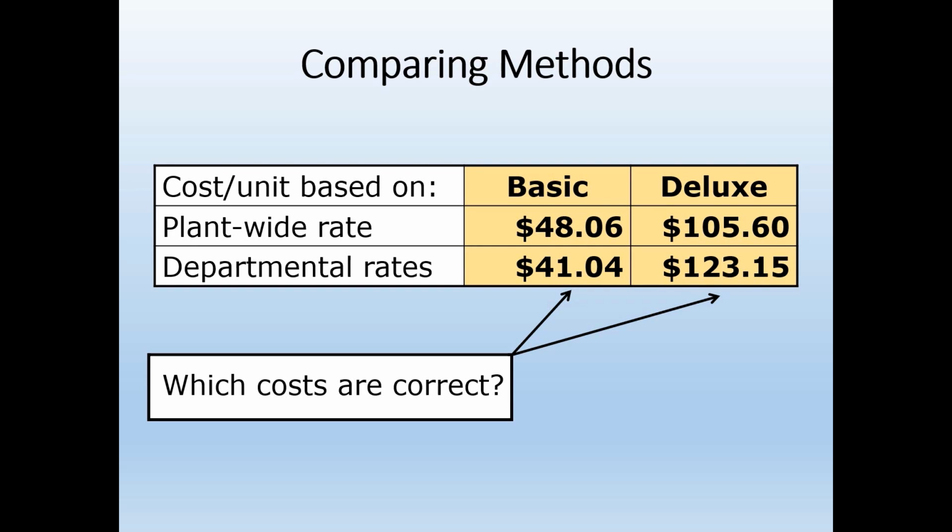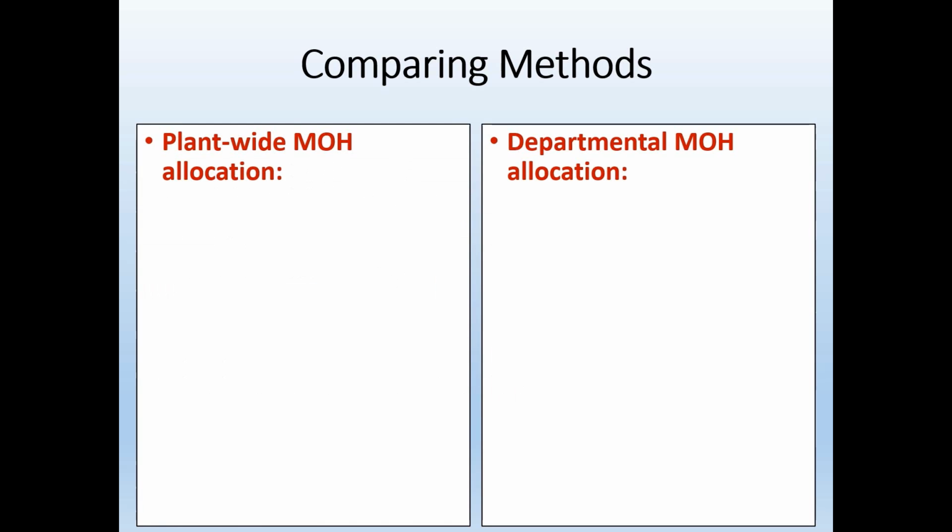Do the basic units cost $48 each or $41 each? And do the deluxe units cost $105.60 each, or do they cost a little more than $123 each? And the answer to that question depends on managers' understanding of how their firm actually operates. So let's compare the two methods.